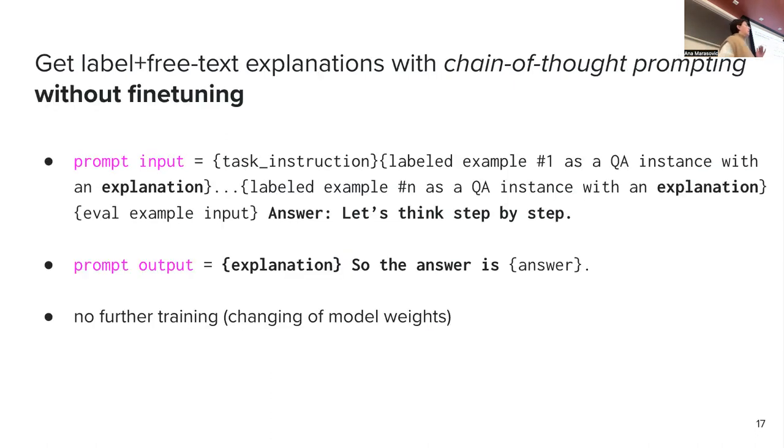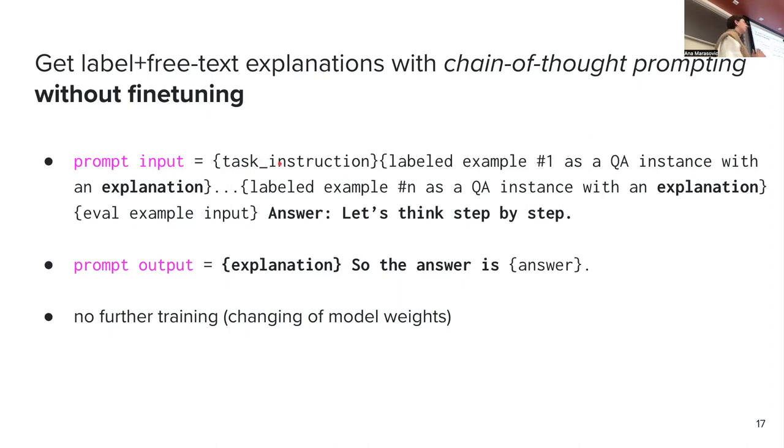Now, chain of thought prompting is an instance of in-context learning where we also have a prompt to elicit explanations. So we have a task instruction such as, explain this in a certain way.